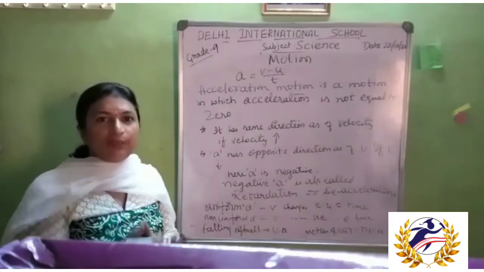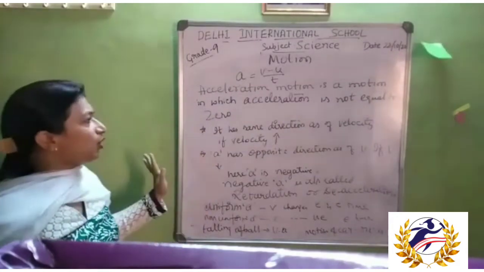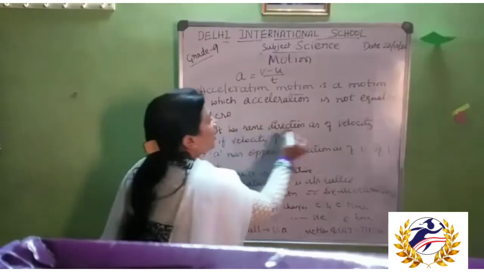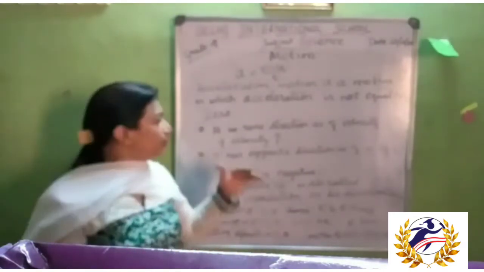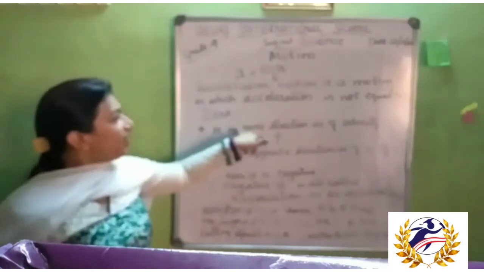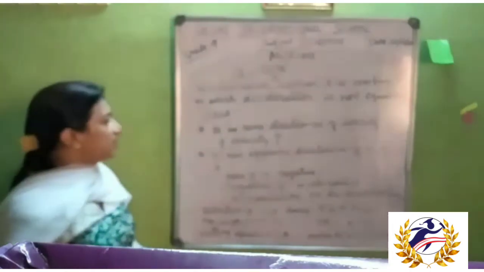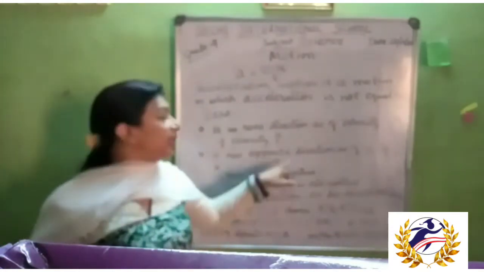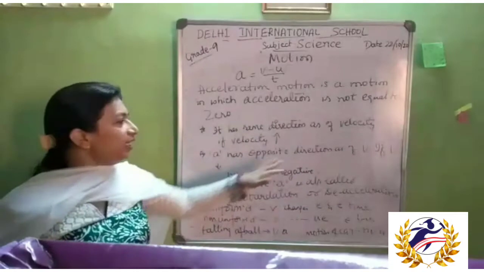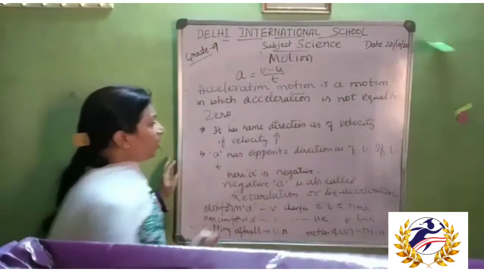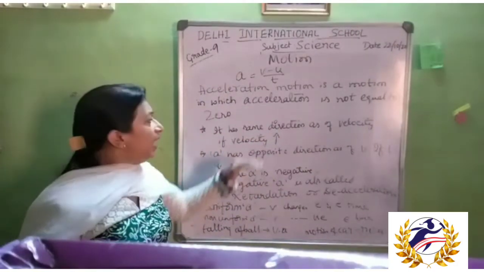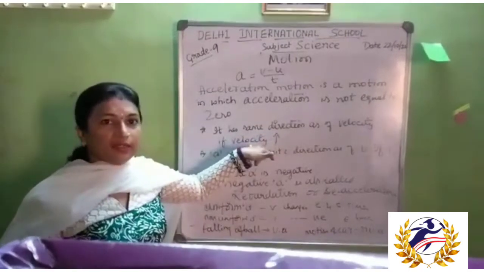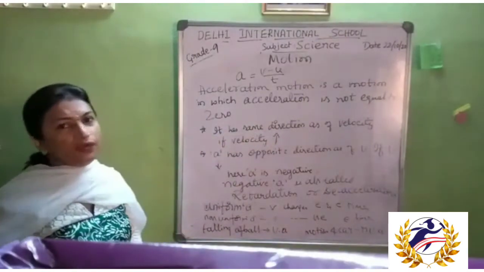Accelerated motion has the same direction as the velocity when the velocity increases. When the velocity increases, the acceleration is in the same direction as the velocity, and the acceleration has the opposite direction to the velocity when the velocity decreases.